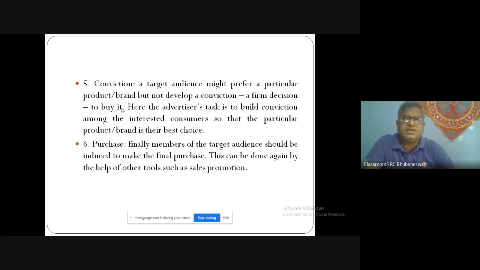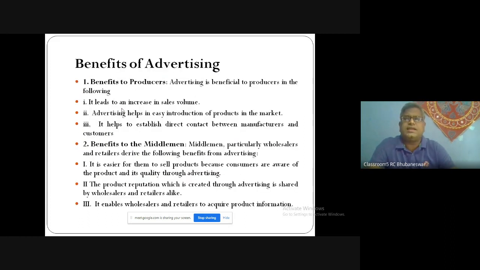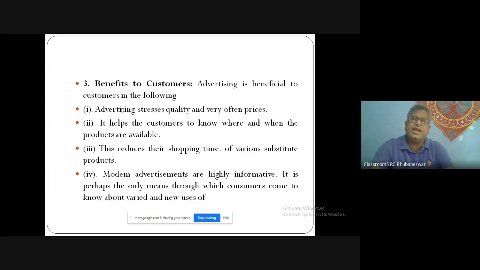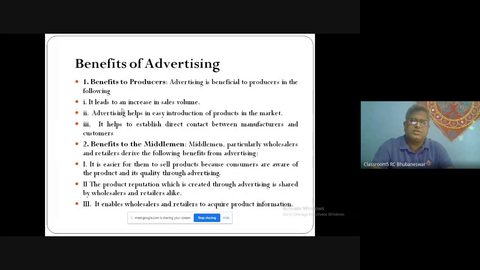These are some issues. Another one is, what are the benefits of advertising? If you talk about benefits, it can be focused on three parts: benefits to the producer, benefits to the middleman, and benefits to the customer. From the producer's point of view, through advertisement more sales will increase, new products will be introduced, and you can have direct contact with the manufacturers.